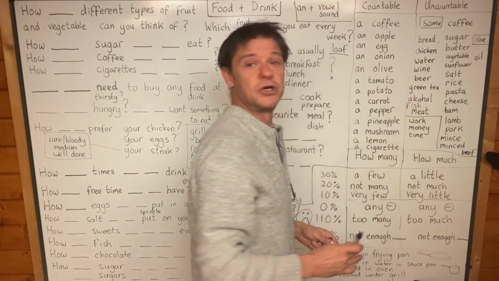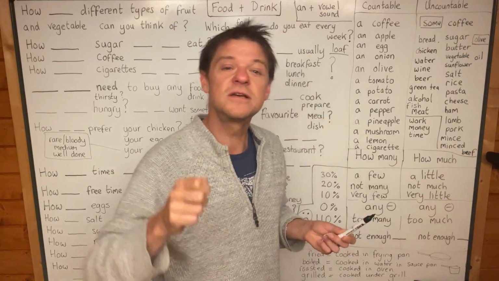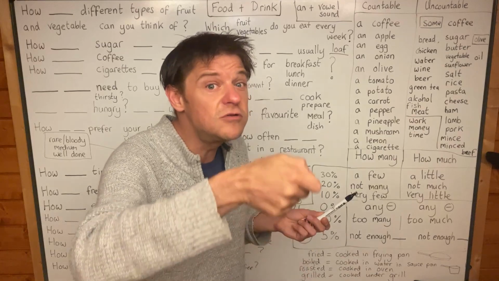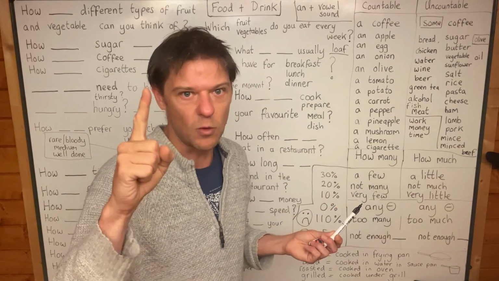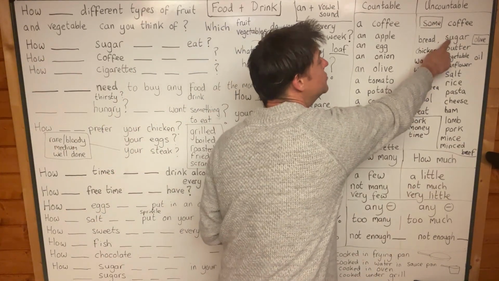You can't count sugar. You can't say one sugar, two sugars. Well, you can count spoons of sugar. So you can say one spoon of sugar, two spoons of sugar. And sometimes we just say one sugar, two sugars. So sometimes you can count sugar.